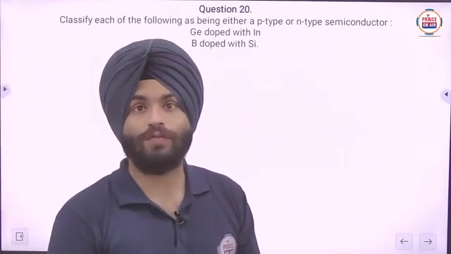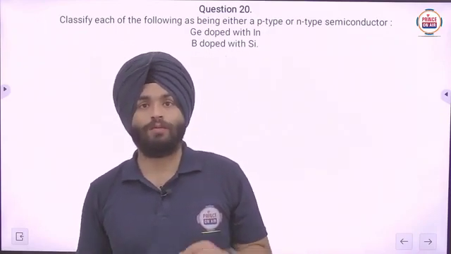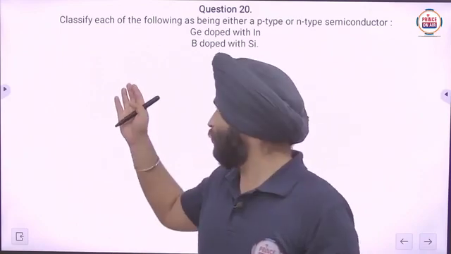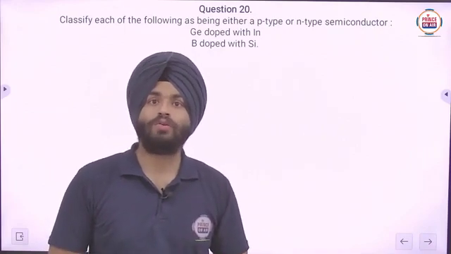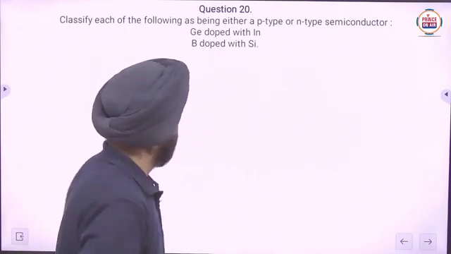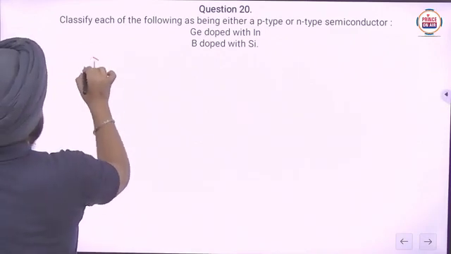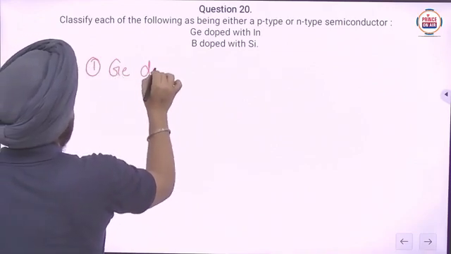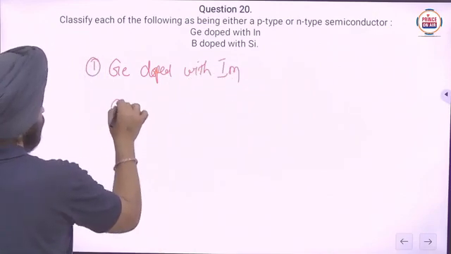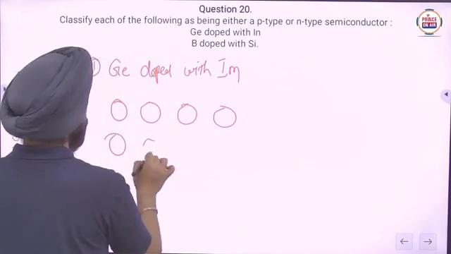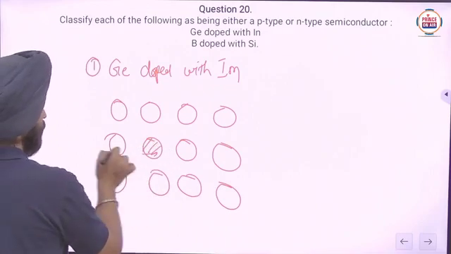Clear now? Next is the last question of this session. Classify each of the following as being either a p type or n type semiconductor. We have discussed most of them; only one question in between is tricky for you all, so I want to explain that in detail. First one is germanium doped with indium, which means if I have germanium atoms, one of them is indium.